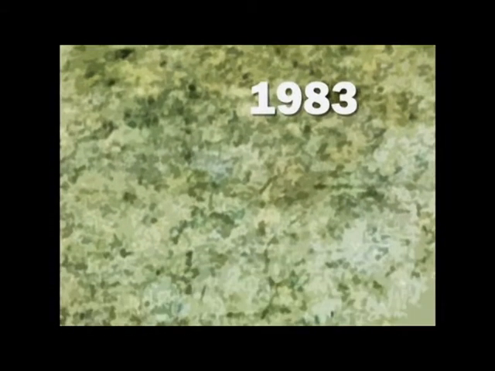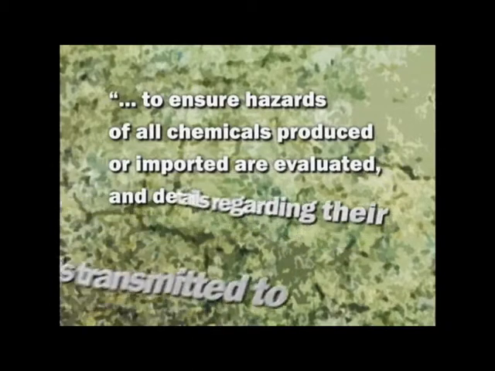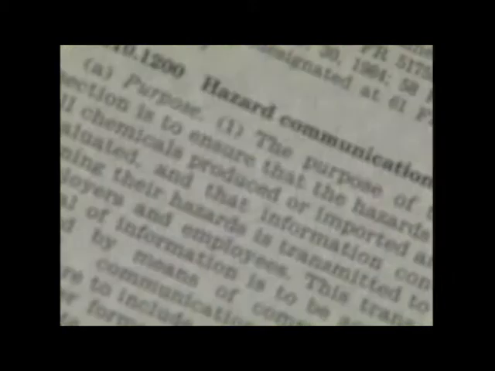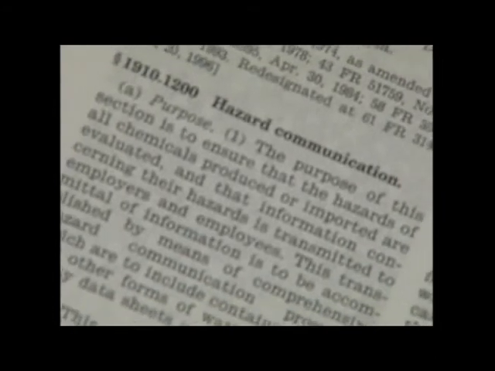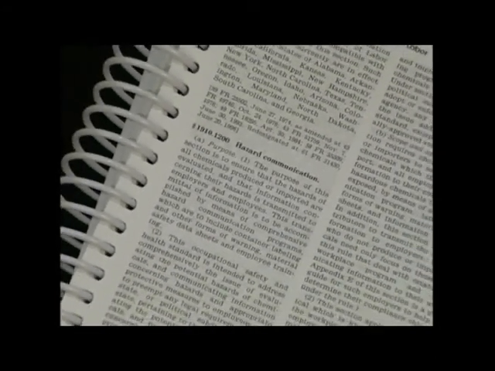To help protect employees from potentially hazardous chemicals, in 1983, OSHA created the Hazard Communication Standard. The purpose of the standard was to ensure hazards of all chemicals produced or imported are evaluated and details regarding their hazards transmitted to employers and employees. Now, for the first time since it was implemented, the Hazard Communication Standard is undergoing some significant changes.